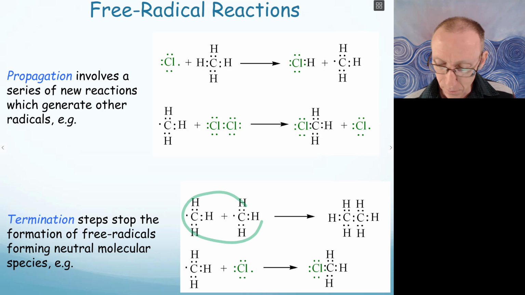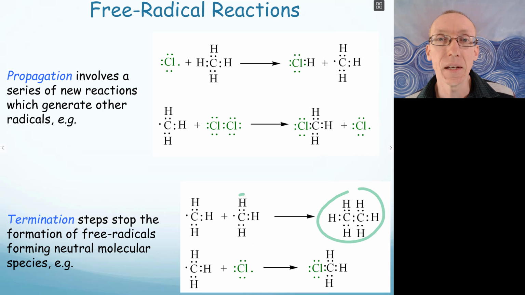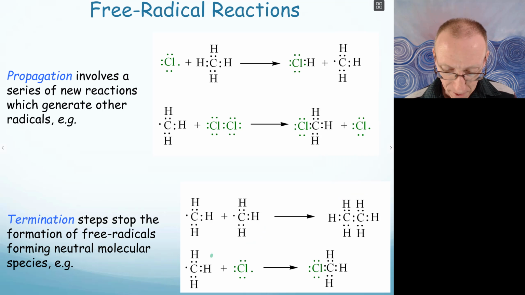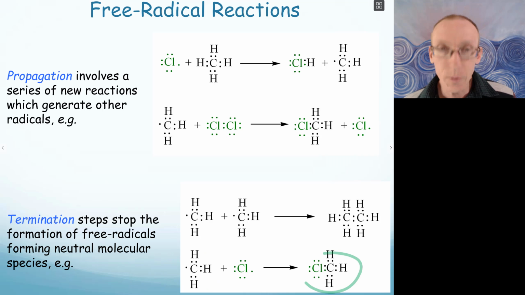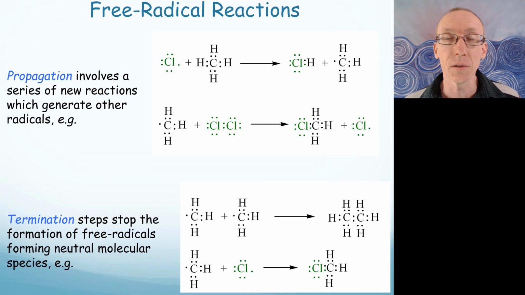So a methyl radical combining with a methyl radical will give the ethane molecule, and a methyl radical combining with a chlorine radical will give chloromethane. We also have one more, which is the chlorine radical combining with another chlorine radical to make Cl2, the chlorine molecule.